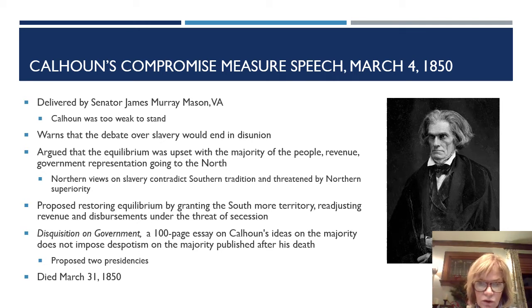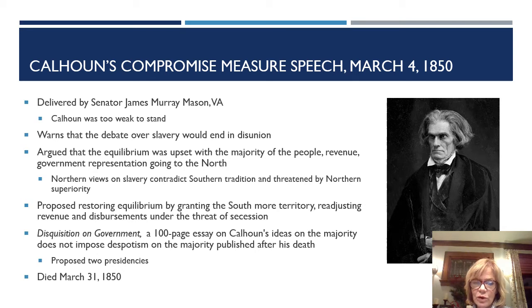The North has to work to prevent the breakup of the Union, and the only way they can do that is by providing more territory for the South to expand westward with slavery so that that would restore the balance of power to the South and the North. He was going to die just a few weeks later, right? He dies March 31st of 1850. After his death, there's this Disquisition on Government, and he talks about all the ideas in which the majority doesn't impose this despotism upon the minority.